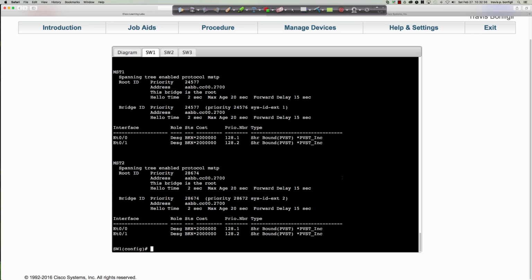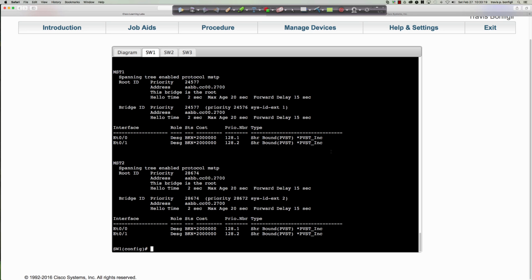And then here, you can see it says this bridge is the root for MST instance 2. Now, again, remember we set switch 2 up to be the secondary, so why do you think it's shown as primary for both on switch 1 right now? Exactly, because the links are down, right? We're blocking. We're in an inconsistent state. We haven't established intra-region communication between any of the other switches yet. So let's go ahead and make that happen.